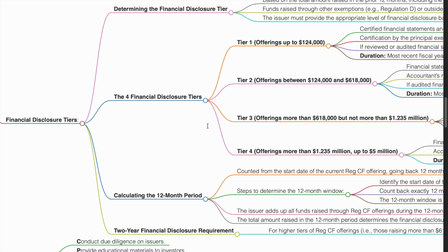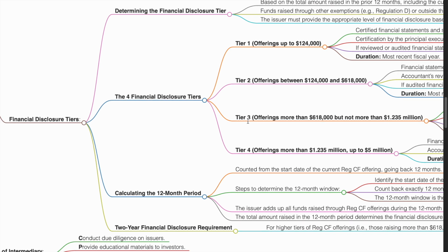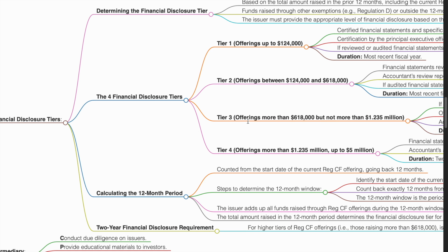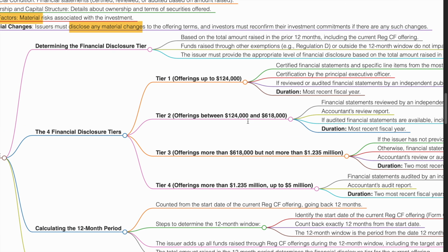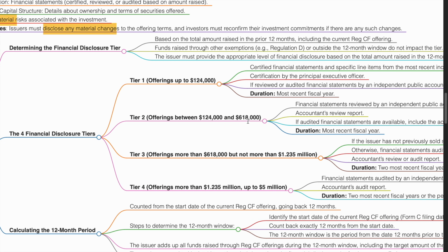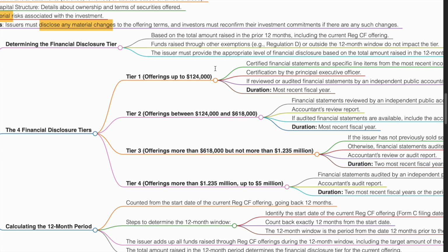All right, so we've touched on the four financial tiers earlier, and as I said, we're going to be coming back to it, and there's a reason for that, right? So we explained what the four tiers are, but now we're going to unpack in greater detail how this is all done. So as we said, it's the total amount raised in the prior 12 months, including the current Reg CF offering, right?